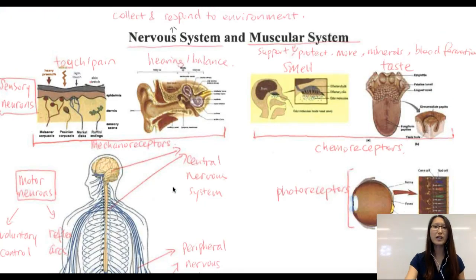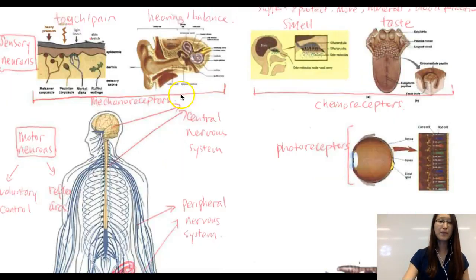Your nervous system can respond to and collect information from both the outside environment and the internal environment. So your body can sense things inside your body as well, right? For example, you can feel a stomach ache. That's a sensation inside your body.